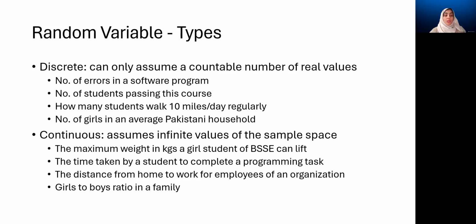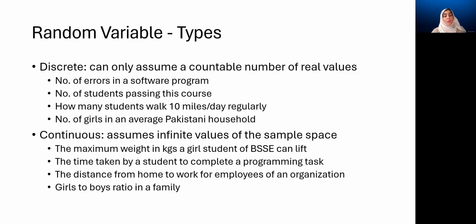Random variables can either be discrete or continuous. Discrete random variables can only assume a countable number of different values. Those can be real values or integers, but the possible options that are available for a discrete random variable are countable, or you can enumerate those values. Examples are number of errors in a software program, number of students passing this course, how many students walk 10 miles per day regularly, or the number of girls in an average Pakistani household. So you can see that most of the times it is related to some counts or numbers.